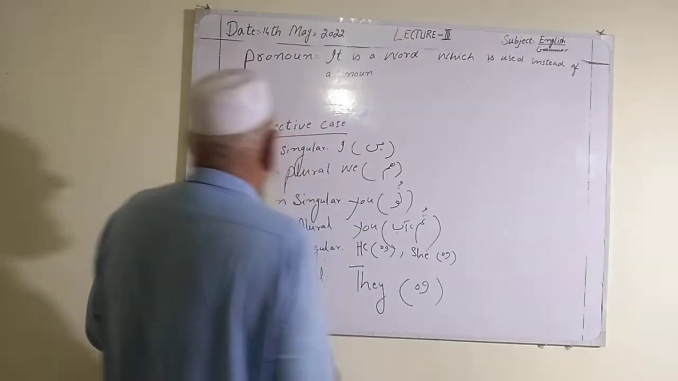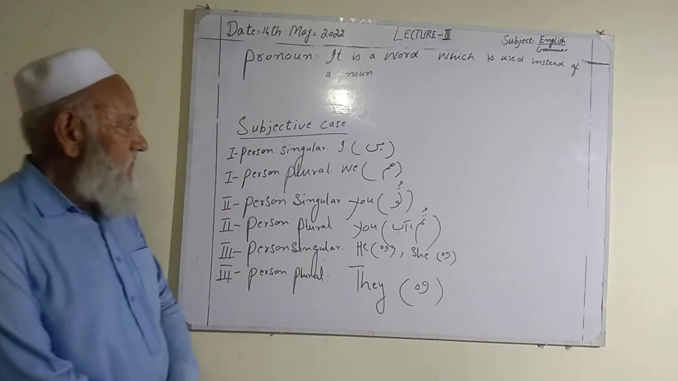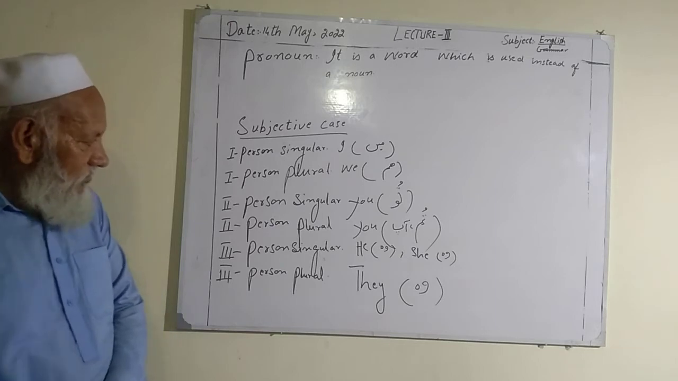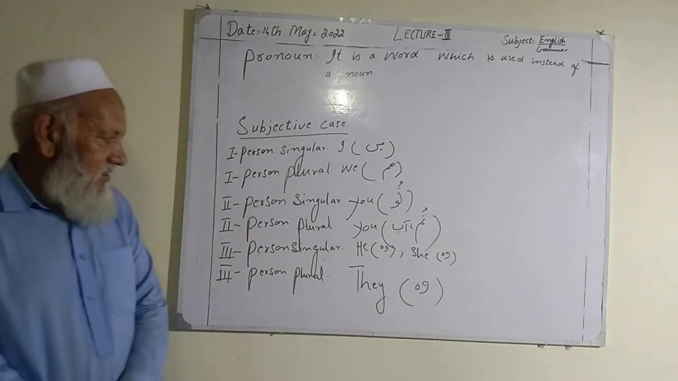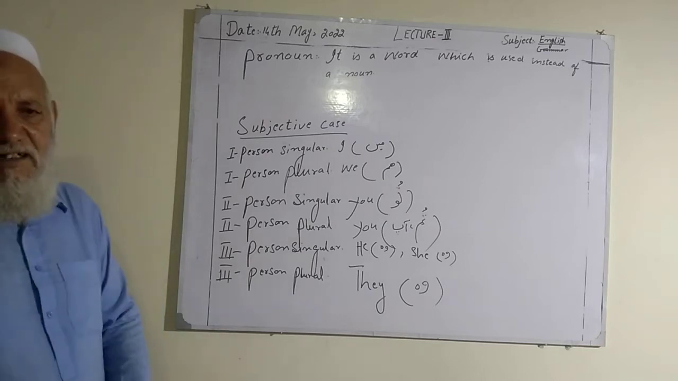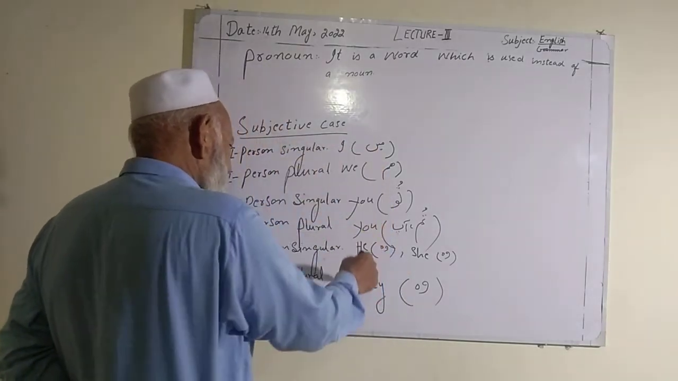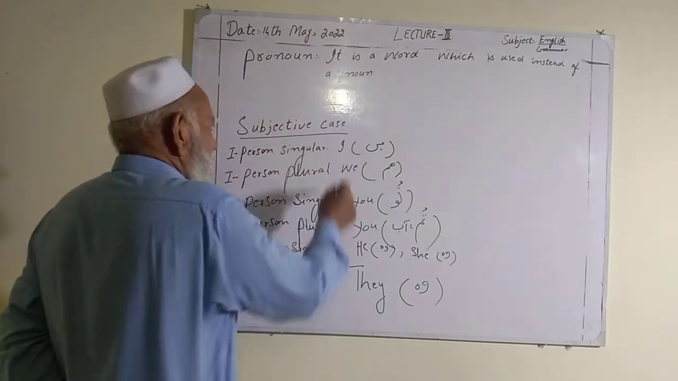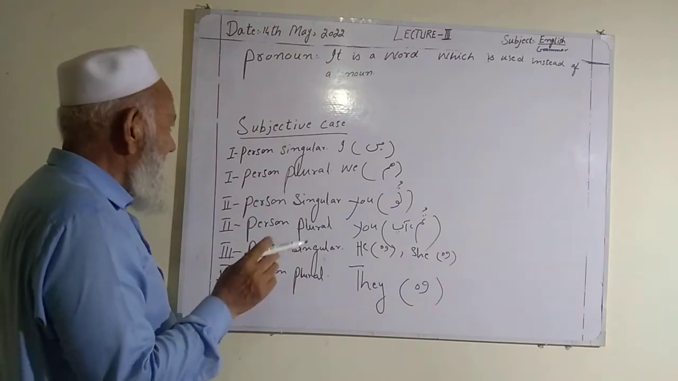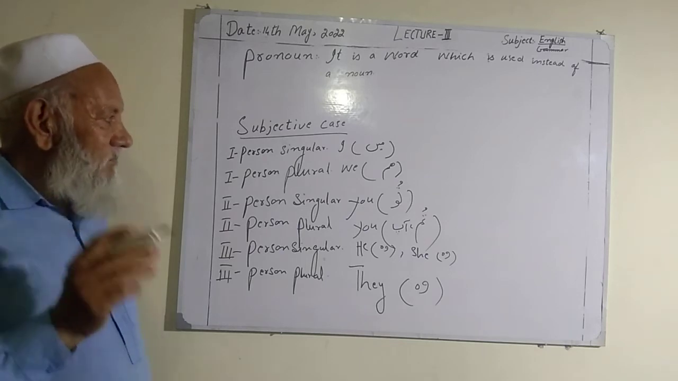Now you are clear that in subjective case, first person singular is I come, first person plural we come, second person singular you come, second person plural you come, third person singular he, she comes, and in third person plural they come. These words, I, we, you, he, they, are used in the place of subject. Therefore, it is called subjective case. Subjective case is that case of the pronoun which is used in the place of subject.